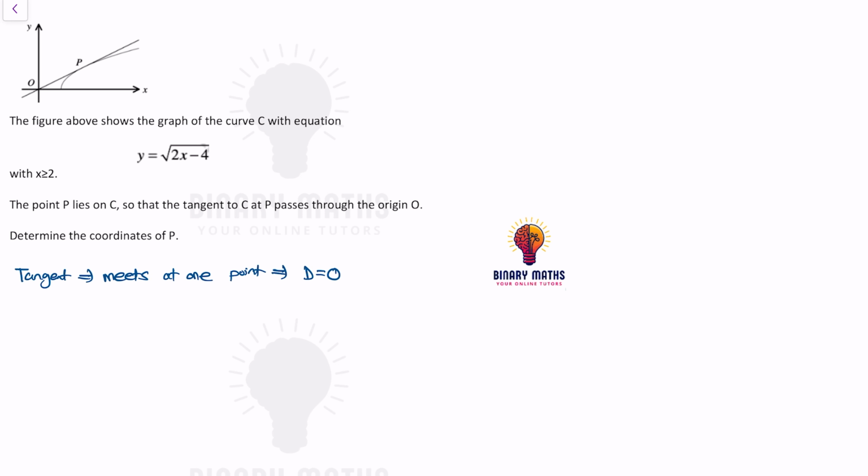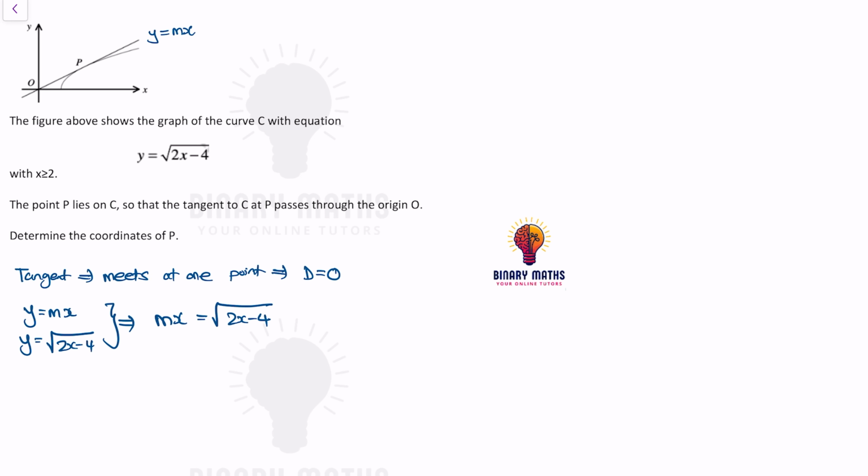Now this tangent, because it goes to the origin, I can write it as y equals mx plus 0, which is just y equals mx. So what we're trying to find out: the point P lies on C, the tangent to C passes through the origin O, determine the coordinates of P. Okay, so that means I've got my equation y is equal to mx and y is equal to root of 2x minus 4. If I combine the two, because y is a subject, I can combine the two by equating them. mx must be equal to root of 2x minus 4.